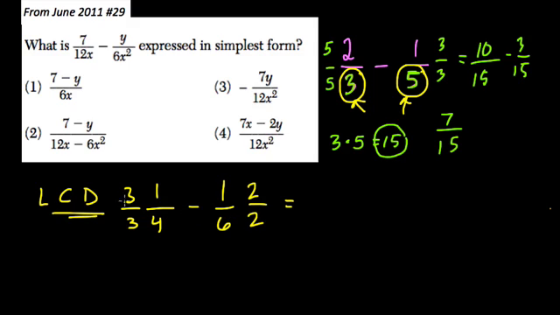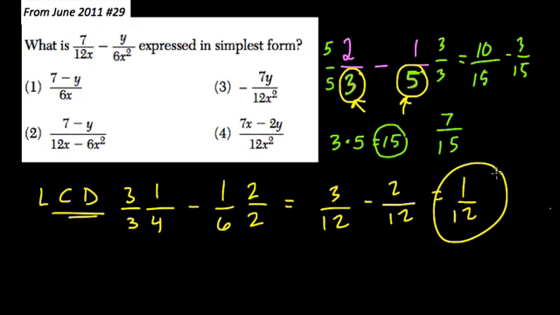And then just make sure you also multiply the numerator by the same value. If I multiply this 4 by 3, I multiply the 1 by 3. If I multiply this 6 by 2, I do the same thing in the numerator. Then I get 3/12 minus 2/12, which is our answer, 1/12. So again, all I'm looking at in this algebra problem is the same thing. I have 7 over 12x minus y over 6x squared.